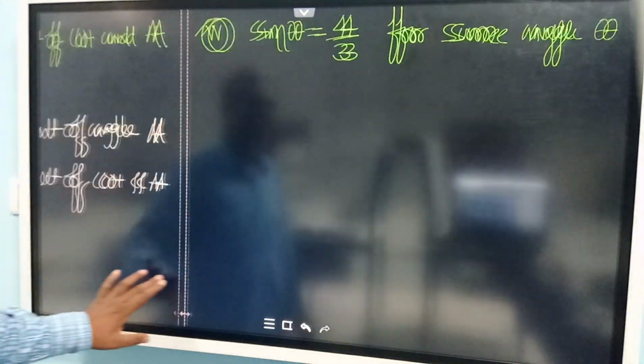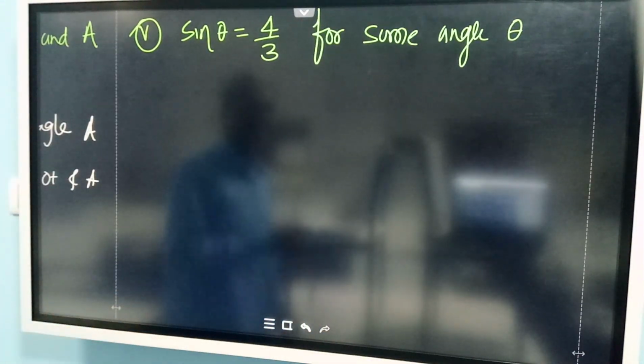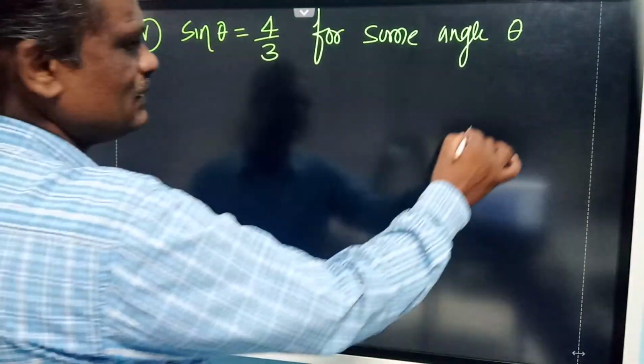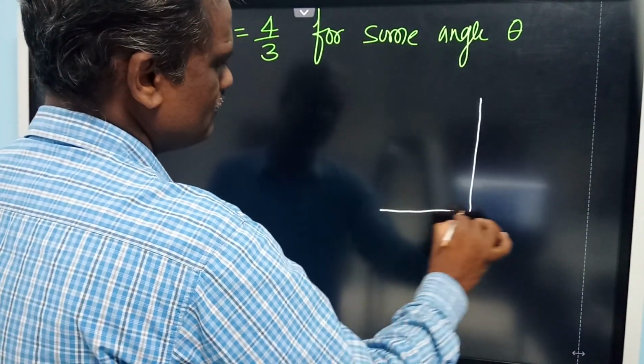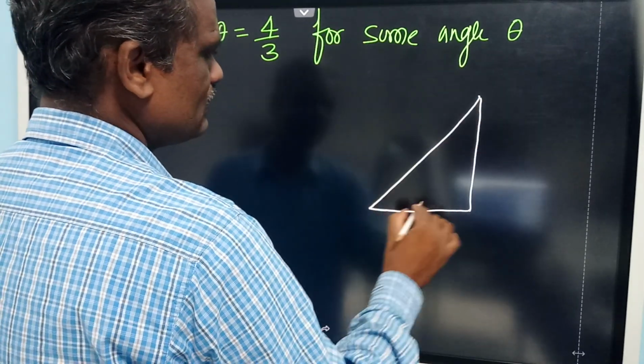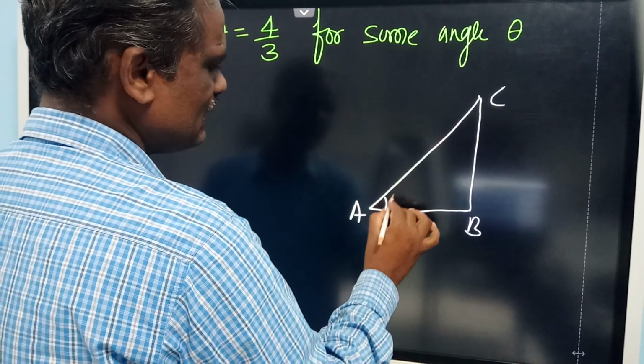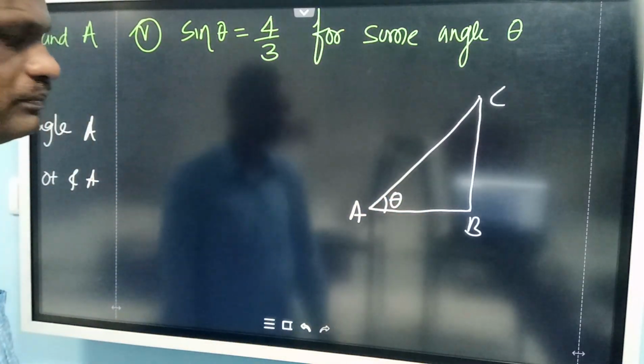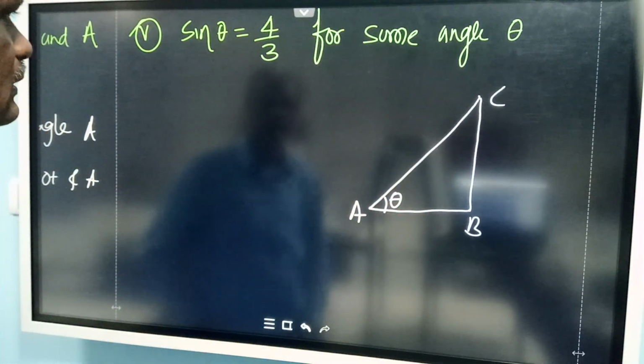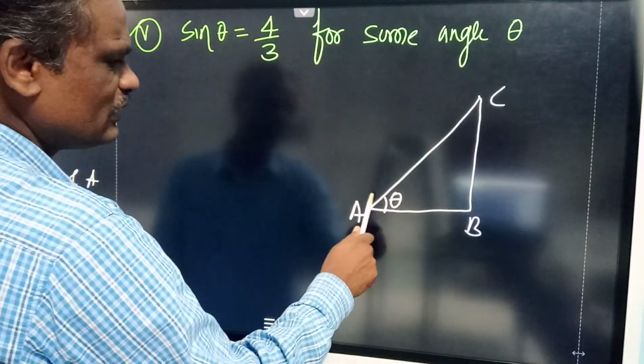Now the last one, the fifth one: sin theta is 4/3 for some angle theta. Let us draw a triangle. I can write this as ABC. I will take this angle as theta. Now sin theta, with reference to this acute angle.